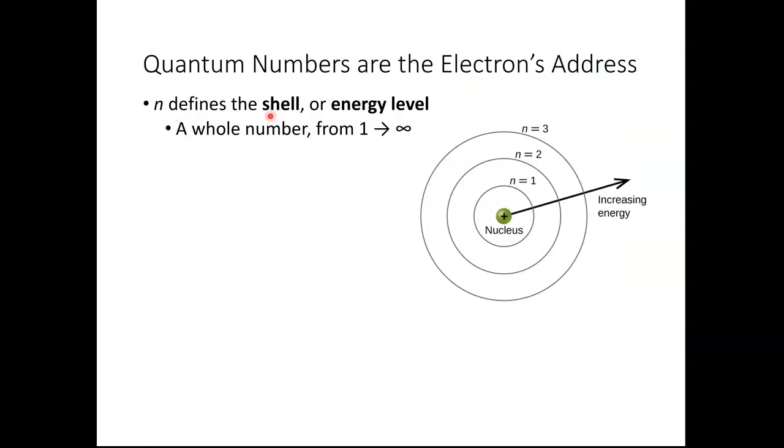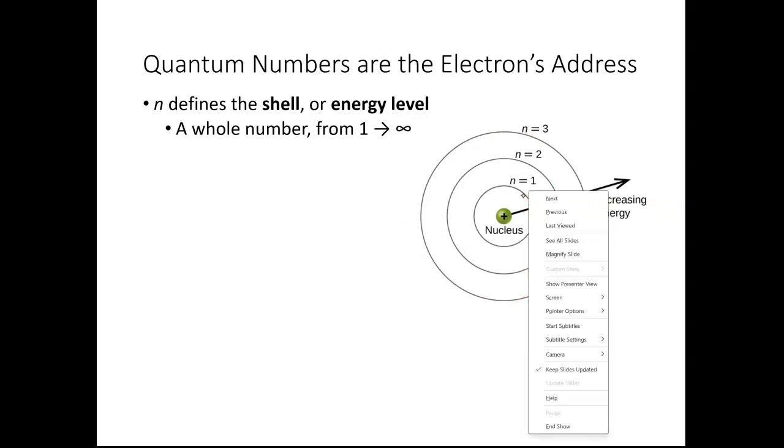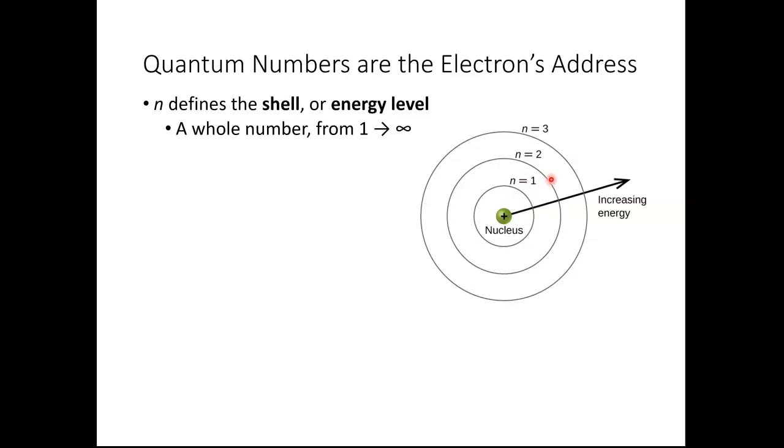We start off with the shell, or the energy level. It is a whole number, and it increases by 1 until, well, theoretically infinity. N defines how much energy is in an electron that is in this region. So where n equals 1 here, n equals 2, n equals 3. So this would be the first shell. This would be the second shell, the third shell, and on and on.